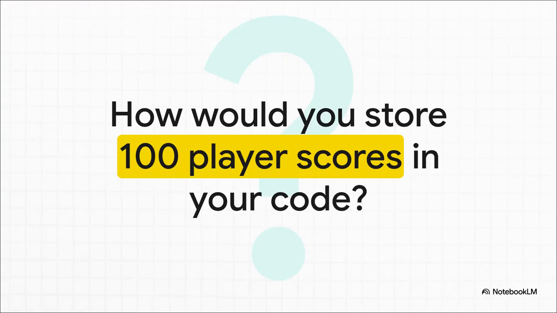So, just imagine this for a second. You're building a game, right? And it's a hit. Now, you've got to keep track of scores for 100 different players. How do you even do that in your code?